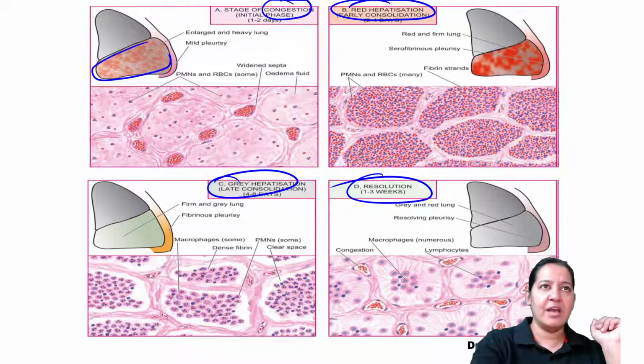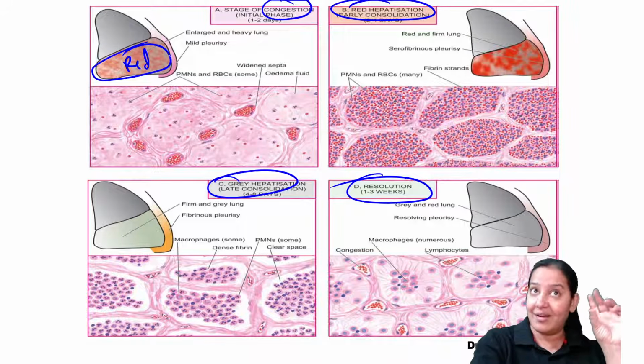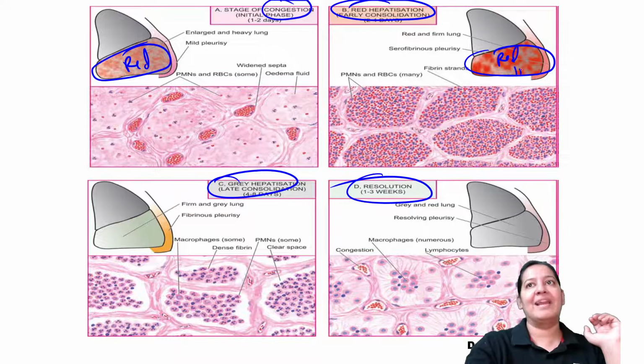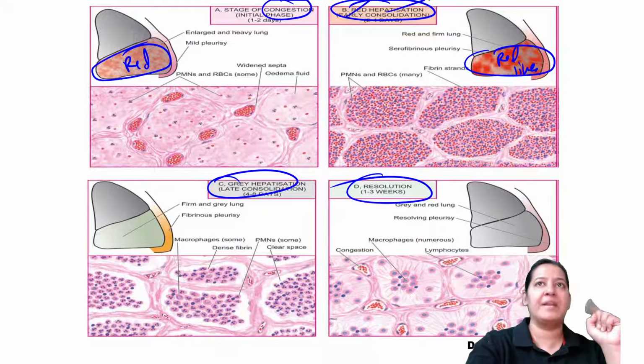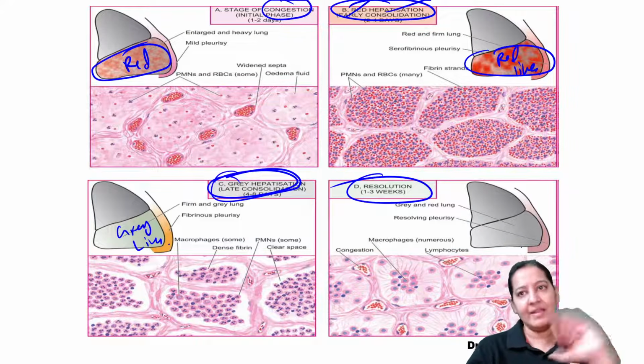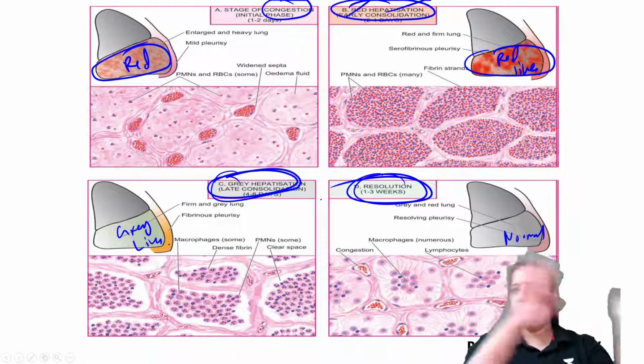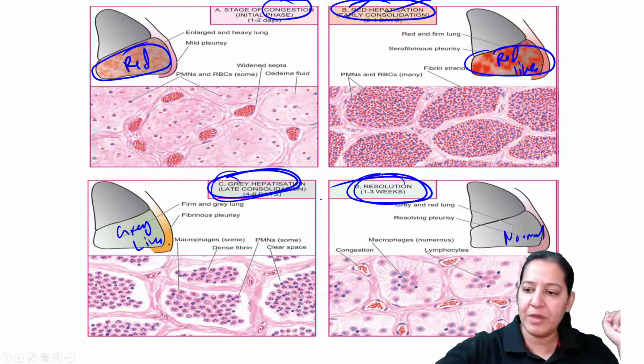In congestion, the lung is red in color, but it is still like lung. It is spongy. In the second, the lung is red in color, but the lung becomes like liver. That's why it is known as red hepatization. In the third, the lung becomes gray in color, and it is like liver. That's why it is known as gray hepatization. And in the last, the lung will become absolutely normal. That's why it is known as resolution. The gross is complete. Now see the microscopy of each of them.